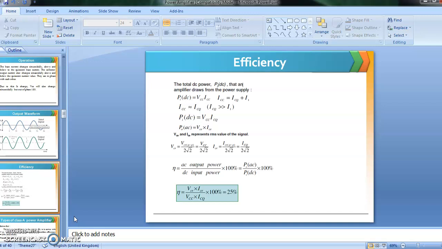Next, the output AC power is equal to VCE into ICE. That is the AC current of the collector terminal. Next, the AC voltage at the collector terminal, that is VCE into ICE. So what is that one here? The output waveform has a full cycle, that is positive and negative.